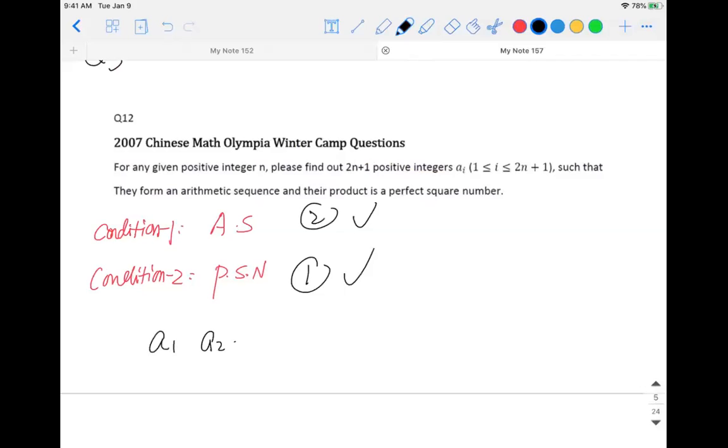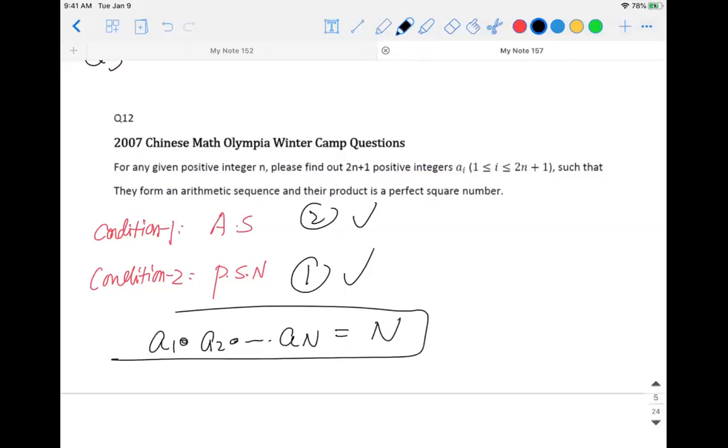So let me write something like this. A1, A2, all the way to AN. If their product equals N, this is not even a perfect square number, right? I just want to say I have a random sequence, but I want to make sure their product together equals N. However, there's no guarantee N can be a perfect square number, right? Like I said previously, what are you going to do? You're going to do some magic. Multiply every single term by something, or add something to every single term, right? That being said, you'll be able to enrich your sequence and get a more flowery sequence.